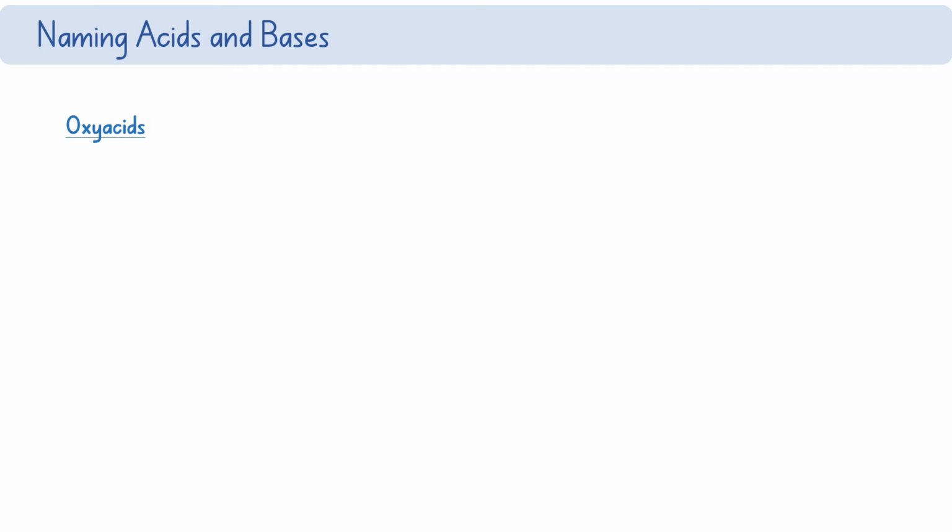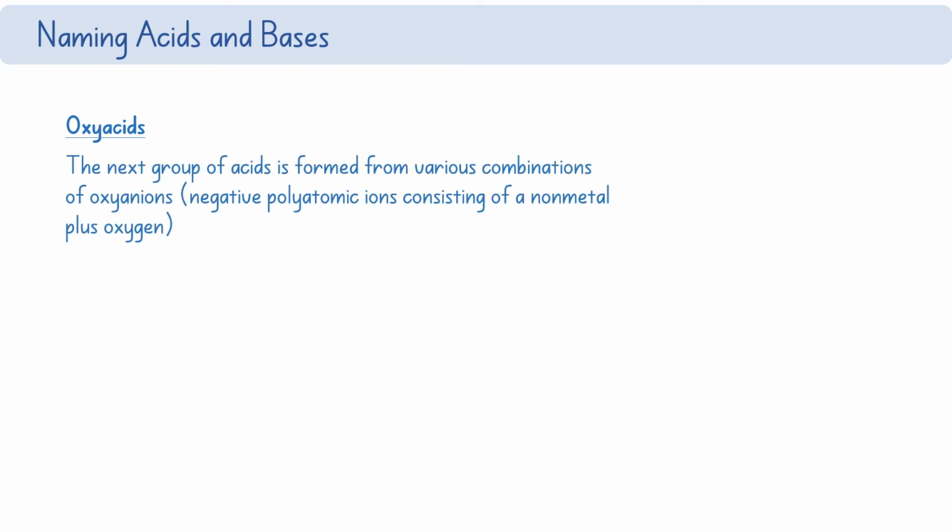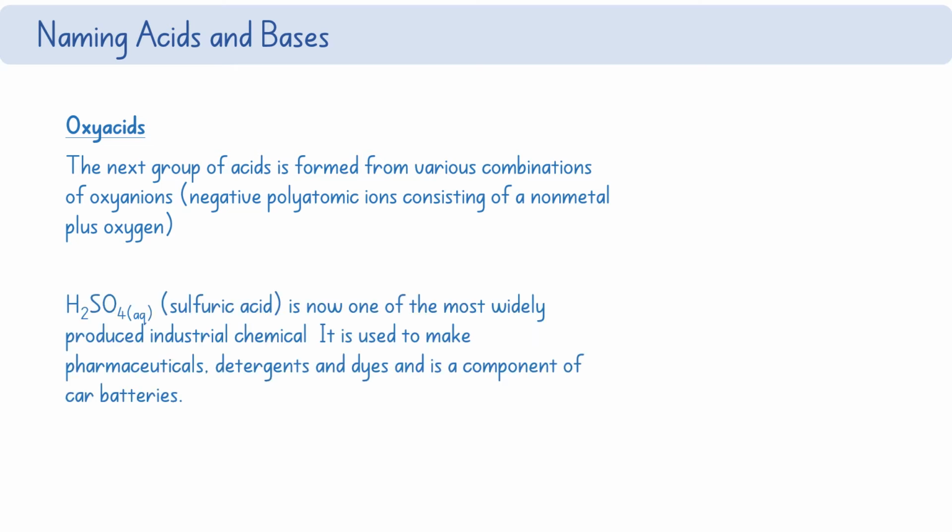Next, we have oxyacids. The next group of acids is formed from various combinations of oxyanions, which are negative polyatomic ions consisting of a non-metal plus oxygen. H2SO4 aqueous, or sulfuric acid, is now one of the most widely produced industrial chemicals. It is used to make pharmaceuticals, detergents and dyes, and is a component of car batteries.